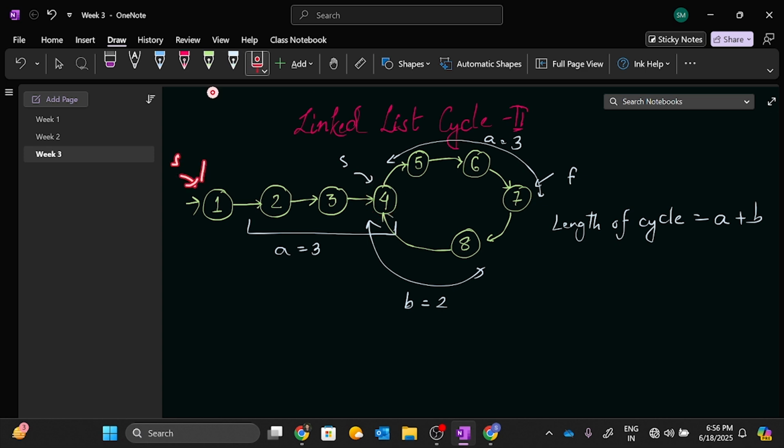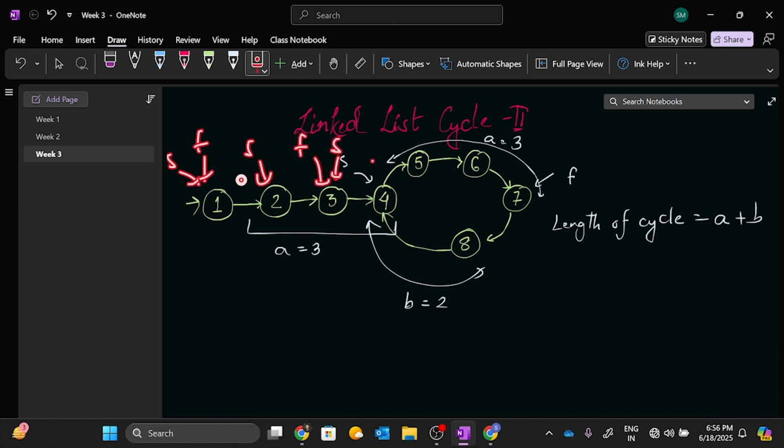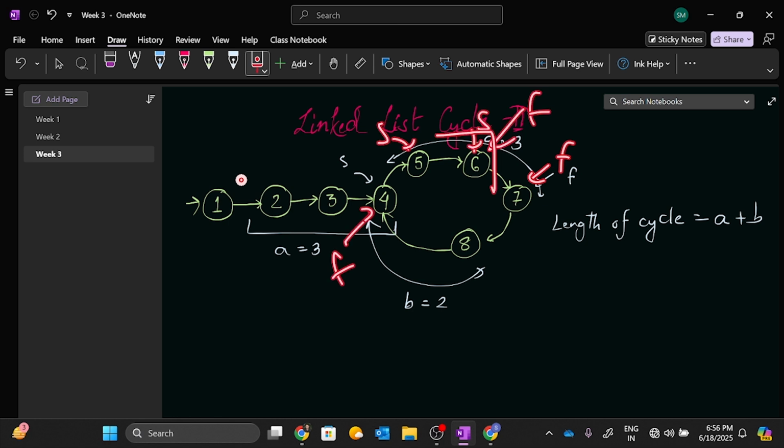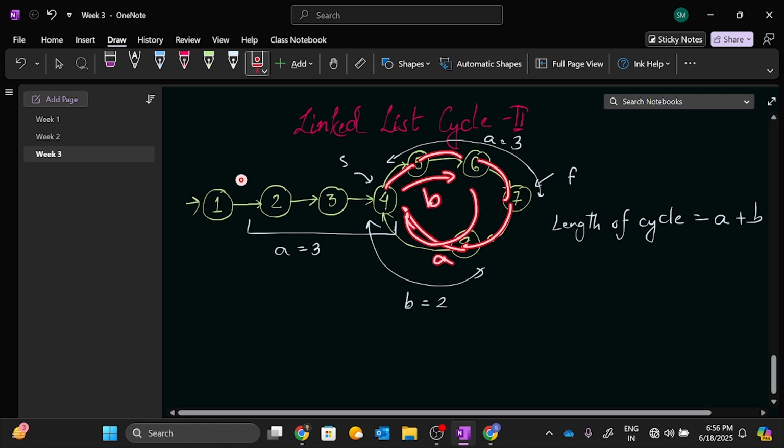Basically slow and fast will be over here. After that slow will move over here, fast will move over here. Then slow will move over here, then fast will move over here, right? Then slow moves over here, fast comes over here. Then slow comes over here and fast also comes over here. So they are meeting at this position. This position is basically 2 steps, more 3 steps are remaining. So it took B steps, more A steps are remaining.